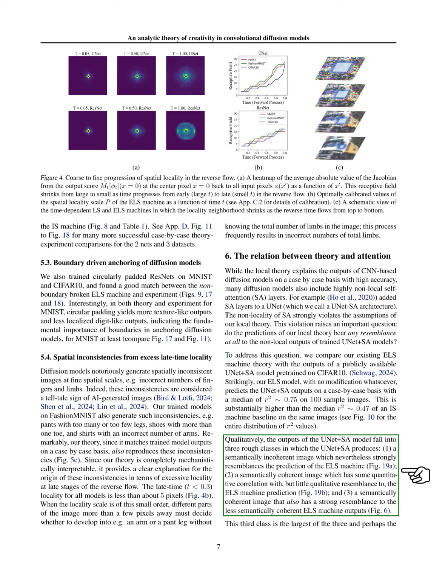The outputs from the U-Net plus SA model can be categorized into three classes. 1. Semantically incoherent images resembling ELS predictions. 2. Semantically coherent images with some correlation to ELS outputs but little resemblance. And 3. Semantically coherent images that closely resemble the less coherent ELS outputs. The third class is the most prevalent and intriguing, as the U-Net plus SA seems to extract coherent objects from the ELS patch mosaic while enhancing the background.